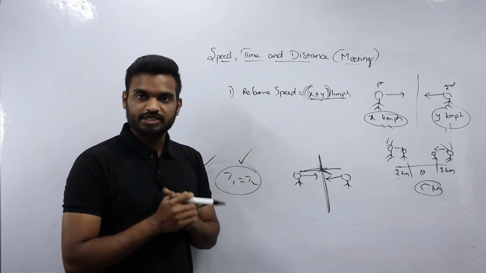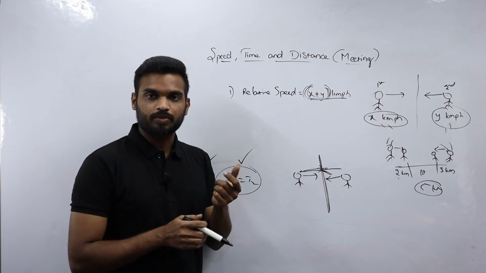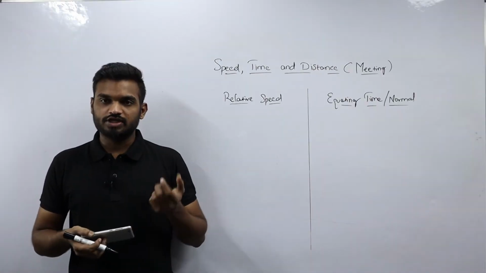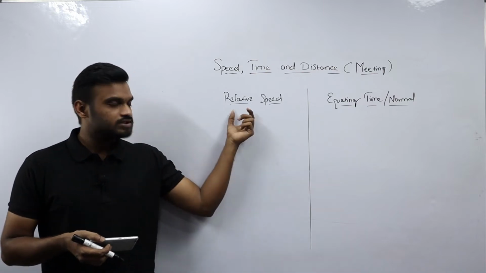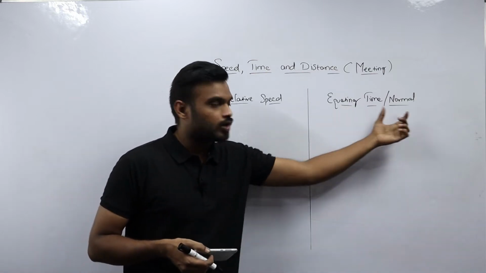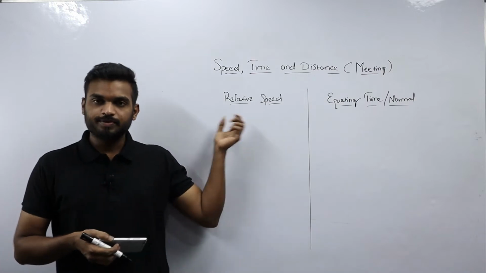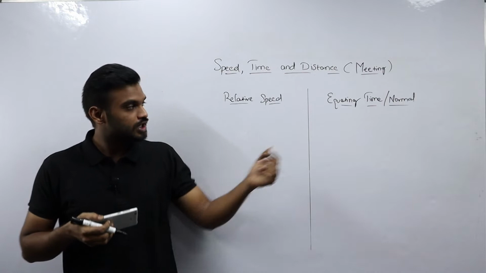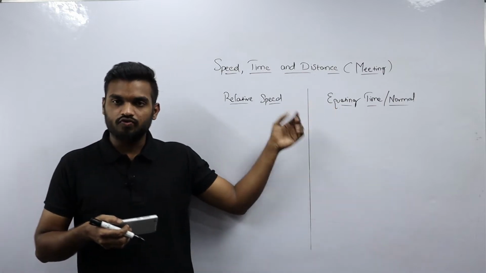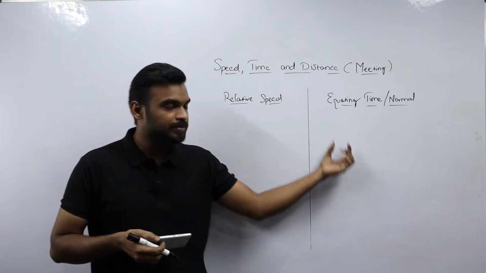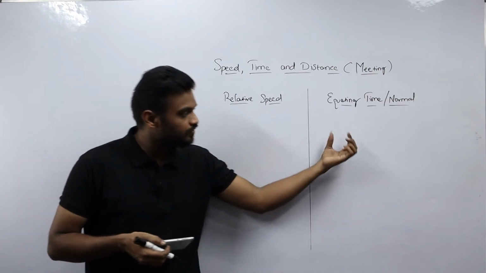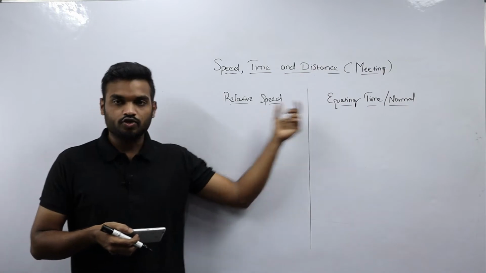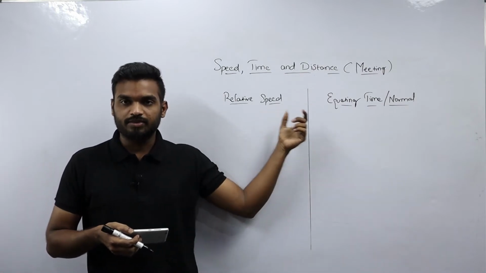Now let's solve some basic level problems so that you can come to know how to solve the problems based on these concepts. In this meeting topic also we will solve the problems by using two methods. One is relative speed and another one is equating time or normal method. Relative speed is nothing but the addition of both first and second person speed when they are meeting each other. Equating time is nothing but, as I have already told you, when both persons are meeting each other, the time taken will be same in both cases. So we will solve the problems by equating the time in both cases. These are the two methods we use to solve the problems based on the meeting.